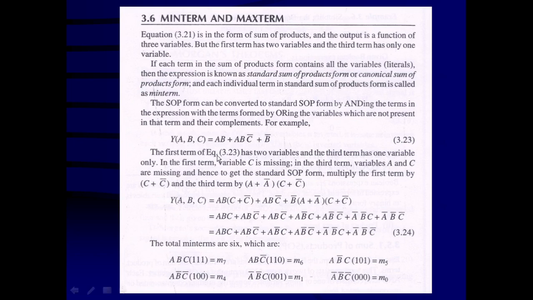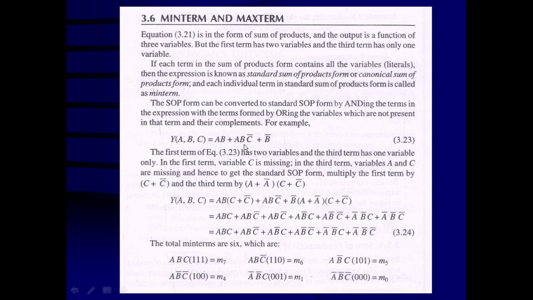The first term of equation 3.23 has two variables, and the third term has only one variable. In the first term, variable C is missing. In the third term, variables A and C are missing, and hence to get a standard sum of product form, multiply the first term by the missing variable and its complement. So we take the ORing function C plus C bar, and this C plus C bar is going to be multiplied with the first term AB. So AB into C plus C bar.